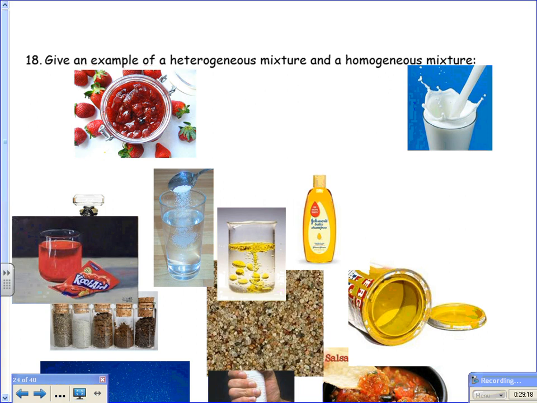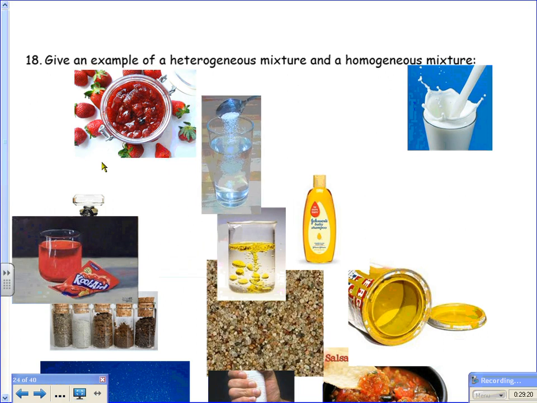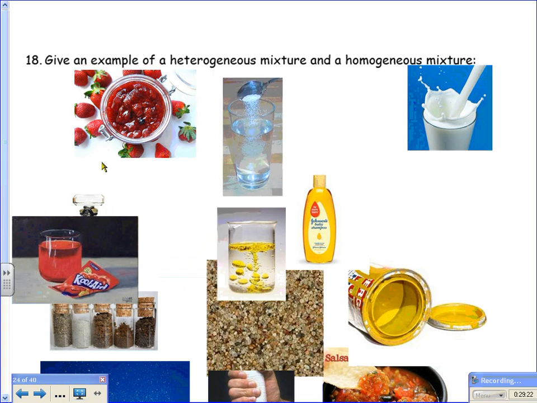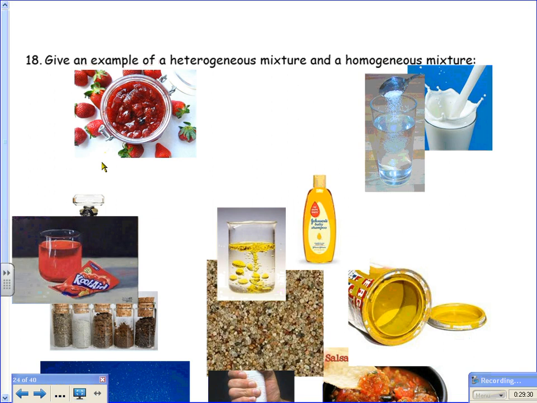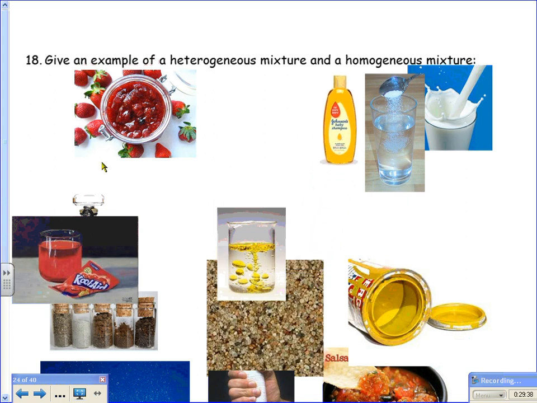If we take this spoonful of sugar and mix it in some water, we know that if we mix it long enough, the water will become clear again. It's homogeneous. So that goes over there. Johnson's baby shampoo. In fact, a lot of shampoos are homogeneous. Dare I say, nearly all of them.